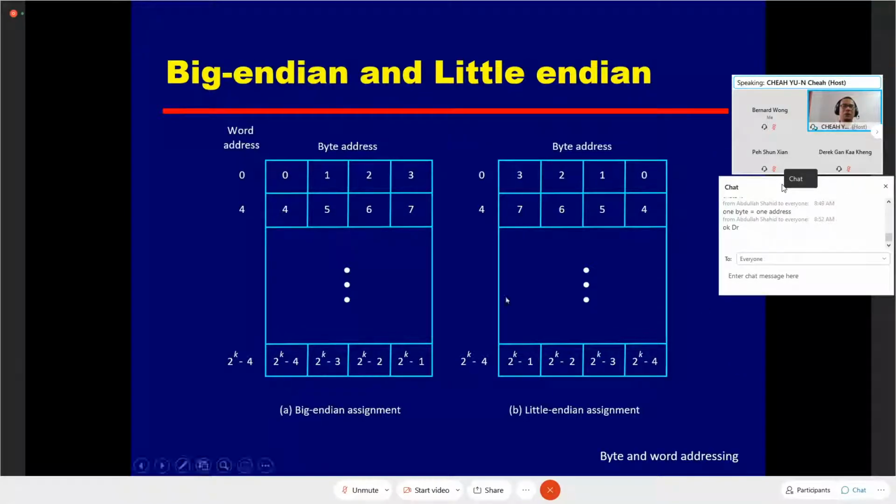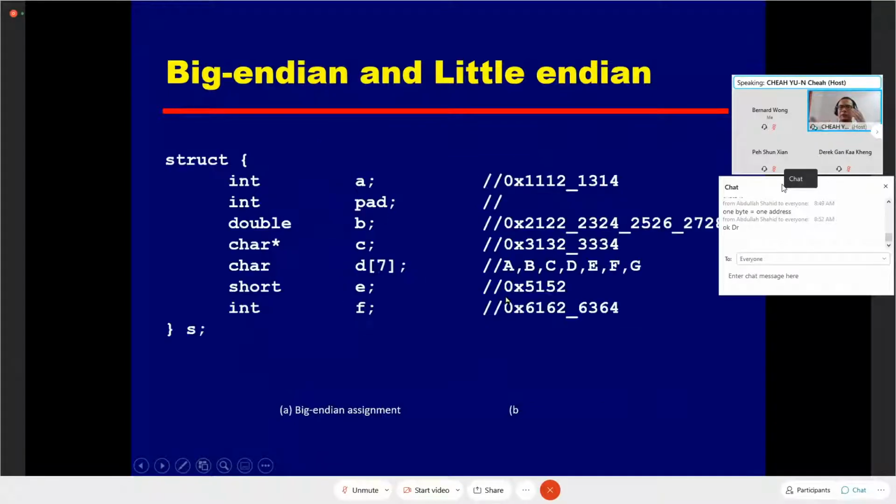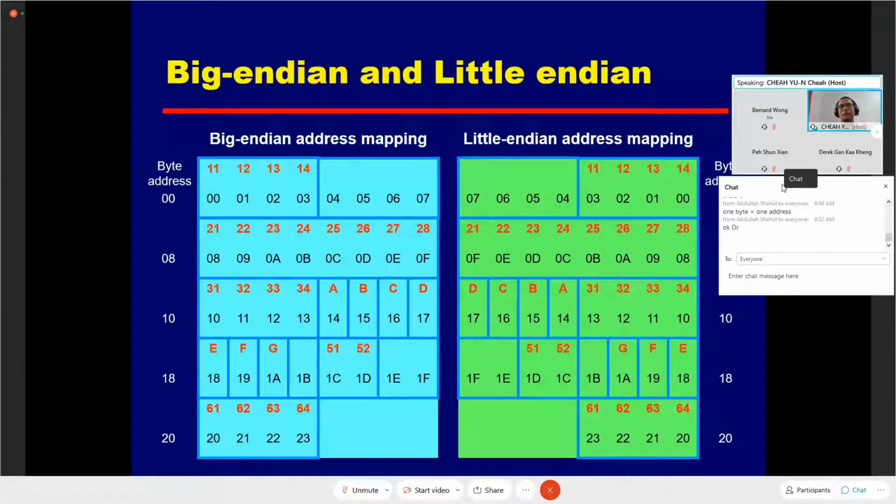Okay, let's look at an example of how this little endian, big endian thing is implemented in a memory. Let's say you have this program and you have done the declaration for all the variables. You have this variable a, which is an integer, then some empty space as an integer, then a double integer, a character string, and a character array. Then you have a short integer, then a normal integer again. So you have these few variables. On the left is big endian, on the right is little endian.